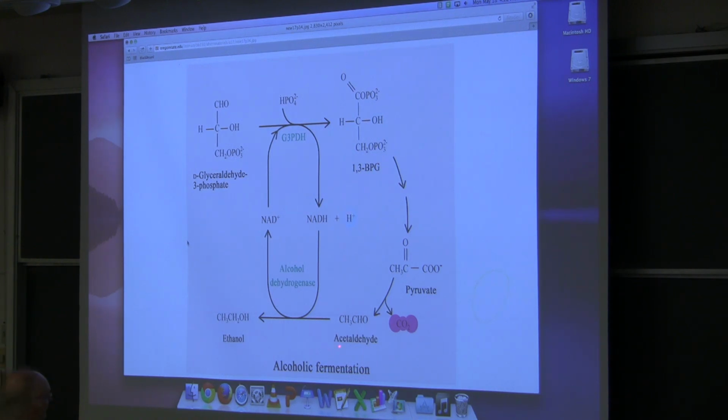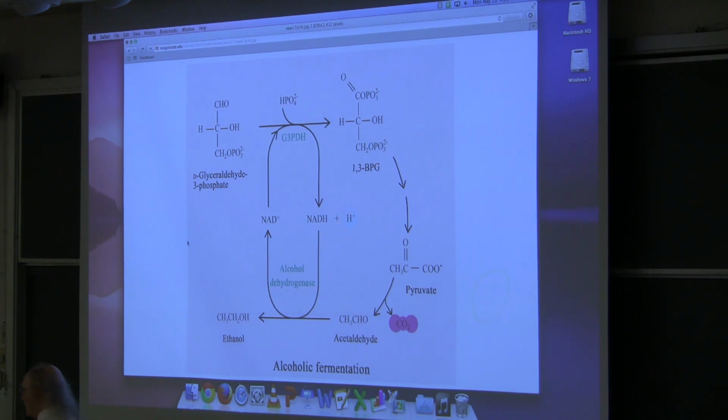Where'd the acetaldehyde come from? Well, the acetaldehyde came from the oxidation of pyruvate. I shouldn't say oxidation, but the decarboxylation of pyruvate. So they also have pyruvate like we do, but instead of converting pyruvate into lactate, they convert pyruvate into acetaldehyde, and then they do fermentation.